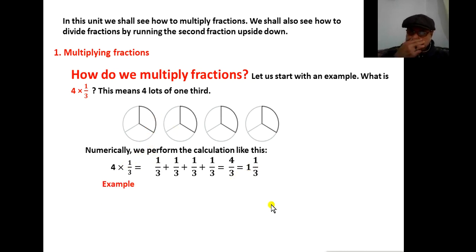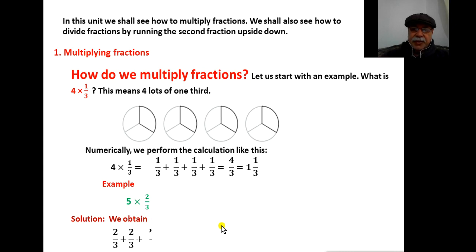Second example: 5 times 2/3. 2/3 means taking 2/3 five times. So 2/3 plus 2/3 plus 2/3 is 6, and plus 2/3 we get 8, and with the last one we get 10 over 3.